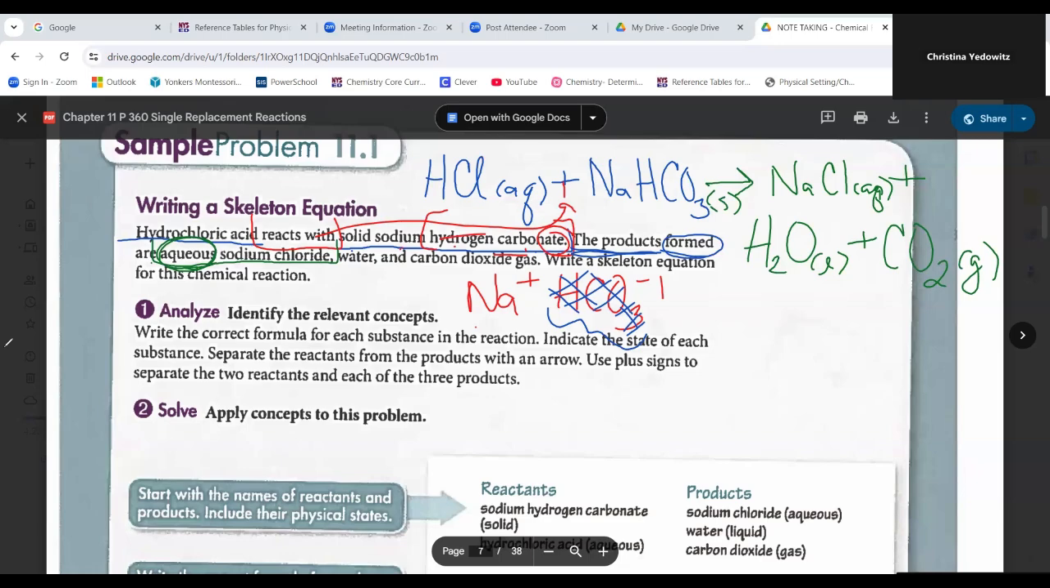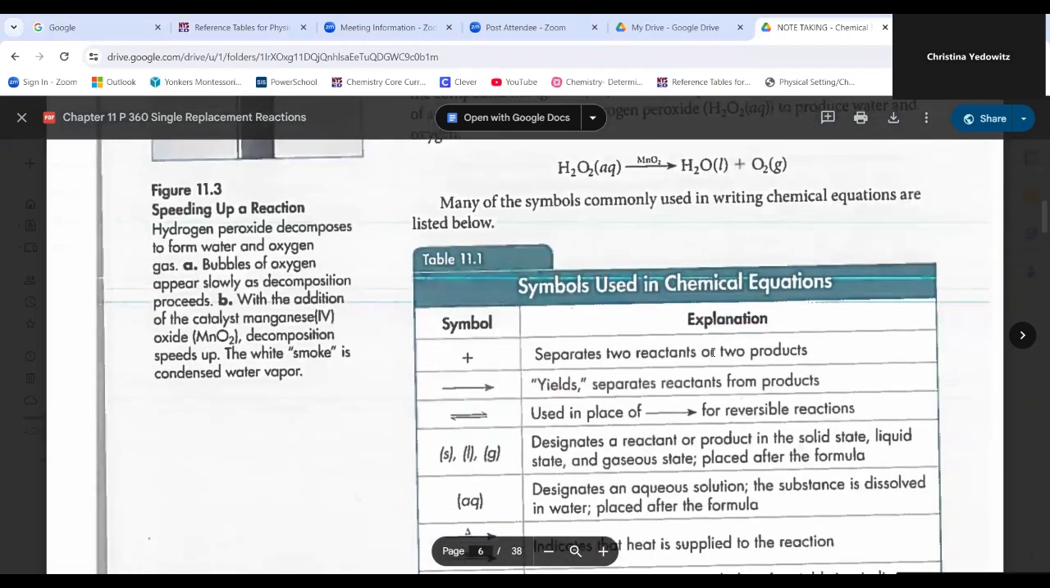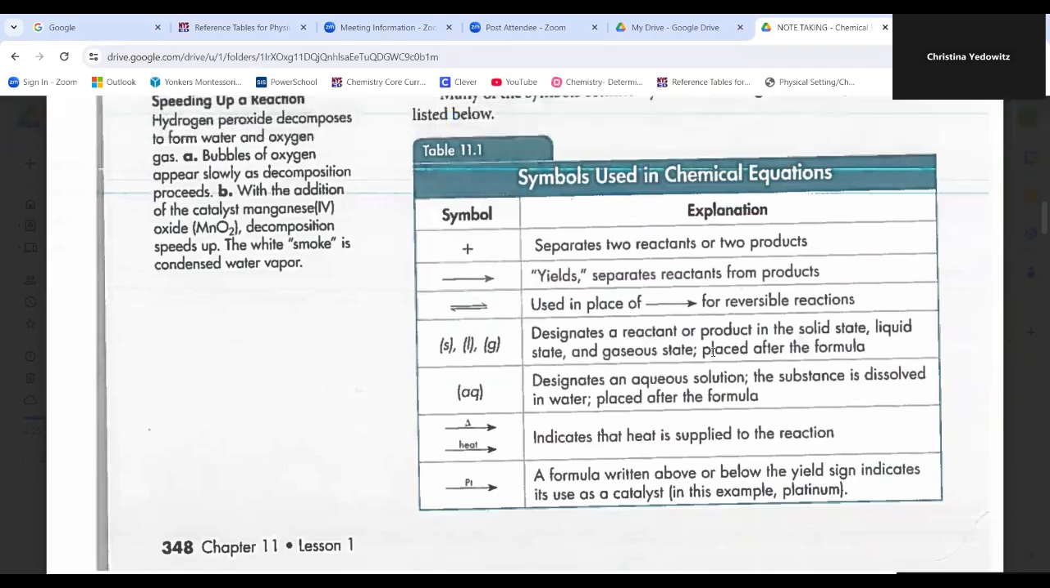Let's see if we can find another example. I don't know if they gave us any. So geez, you guys, they went over it in the textbook reading too. It's not just like you didn't get it out of my slideshow.